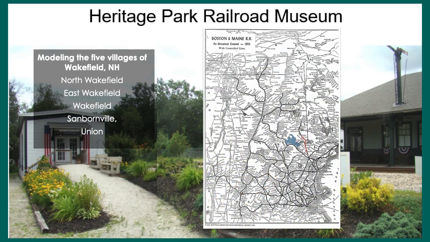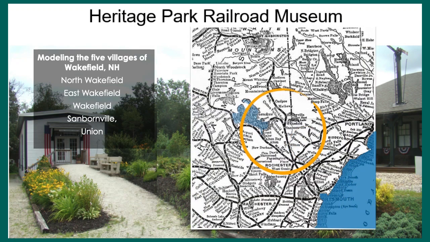To help you better understand the reasoning and the location of this layout, take a look at this 1915 map of the Boston and Maine Railroad. We've marked the location of the main line from Union to Ossipee. This map shows both the actual location of the museum in Union as well as the section of the railroad modeled within the museum exhibit. The 5 villages which are modeled from north to south are North Wakefield, East Wakefield, Wakefield, Sanbornville, and Union.